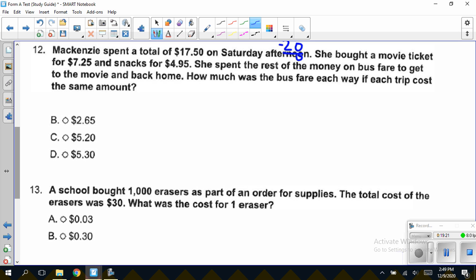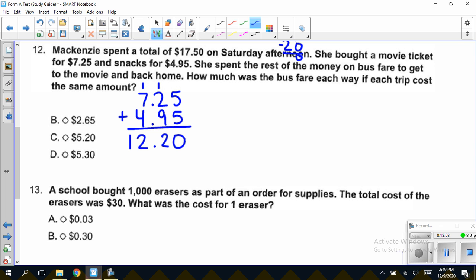I'm actually going to add together my total that she spent just at the movie theater for the ticket and her snacks. So I know the ticket was $7.25 and her snacks was $4.95. So adding those two together, 5 plus 5 is 10, 9 plus 2 is 11, plus 1 is 12. Drop my decimal. 1 plus 7 is 8, 8 plus 4 is 12. So just at the movie theater alone, she did spend $12.20.